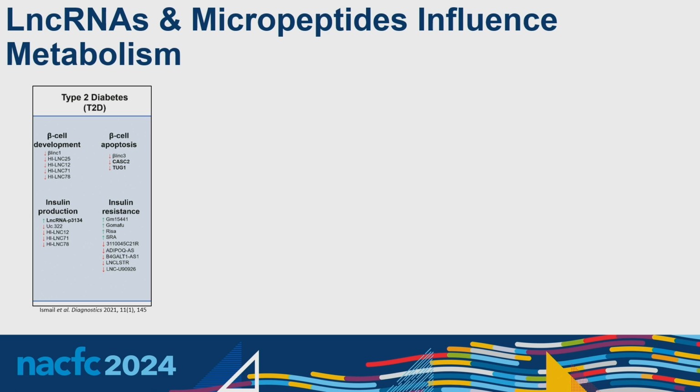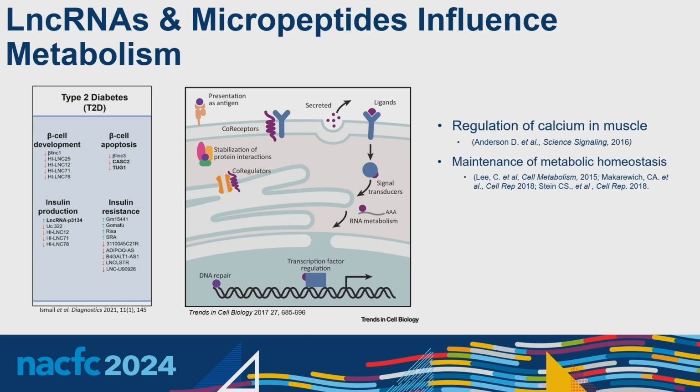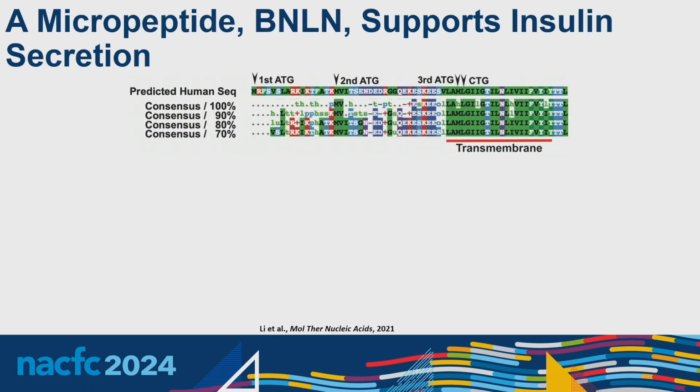Over the last several years, many of these thought to be long non-coding RNAs have actually been found to encode what are called micropeptides, small proteins that do carry out a range of functions. Some of these more prominent functions include regulation of calcium in muscle, maintaining metabolic homeostasis, developing muscle, and regulating ER stress. At the time that our group entered into this project and before I joined the lab, there were no known micropeptides acting in the beta cell. So we went in search of them.